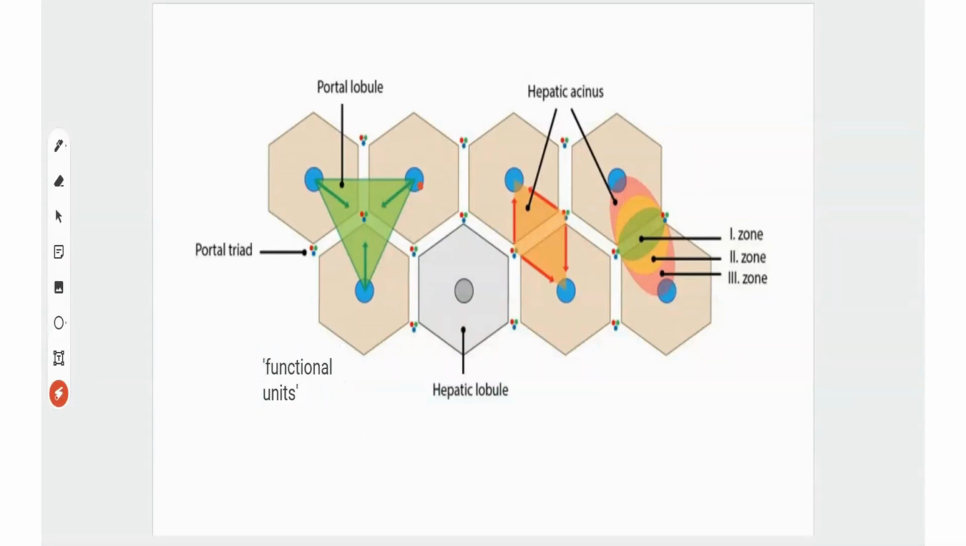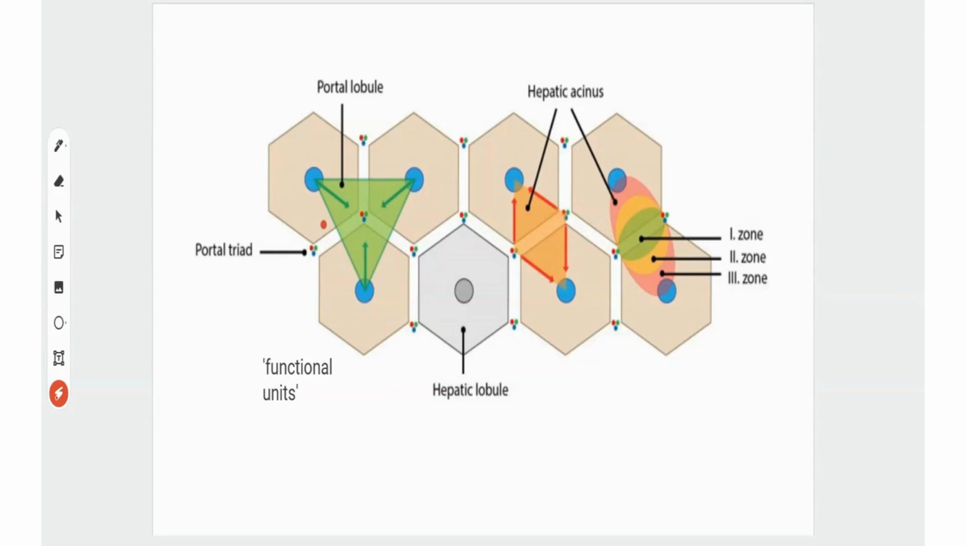Here you can see the portal triad, which is the collection of the bile duct, vein and artery that run in between these hexagonal cells and at each of the vertices, which allows a huge vasculature to run and perfuse the liver, further adding to its complex structure that allows it to perform its role.